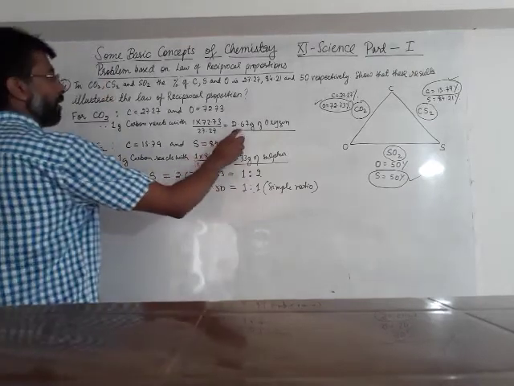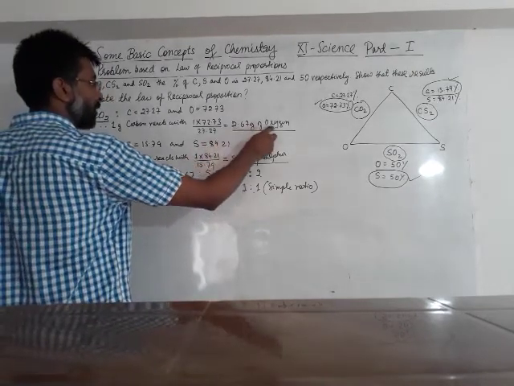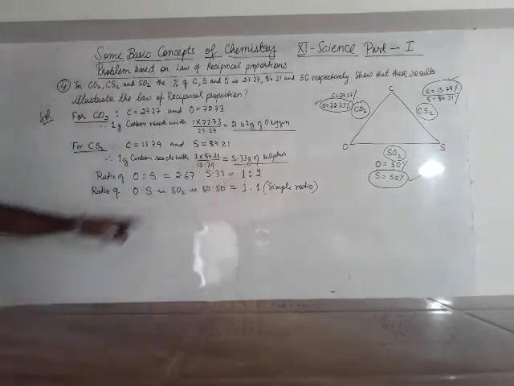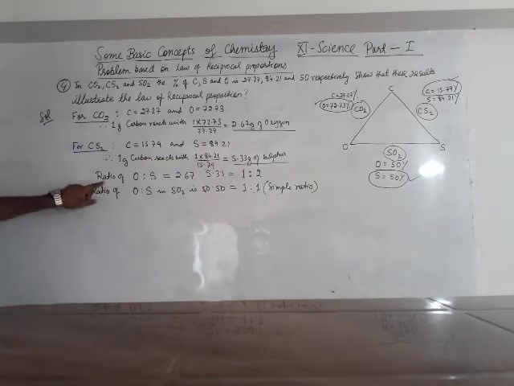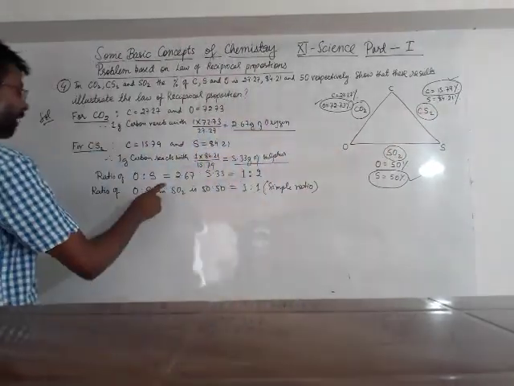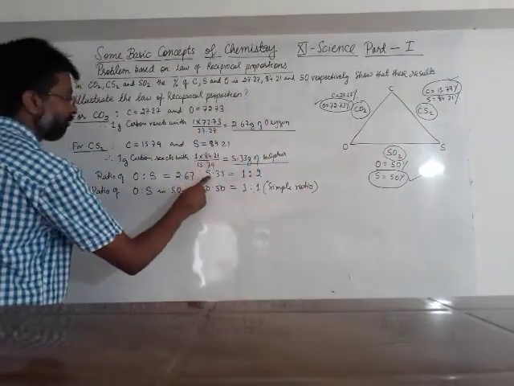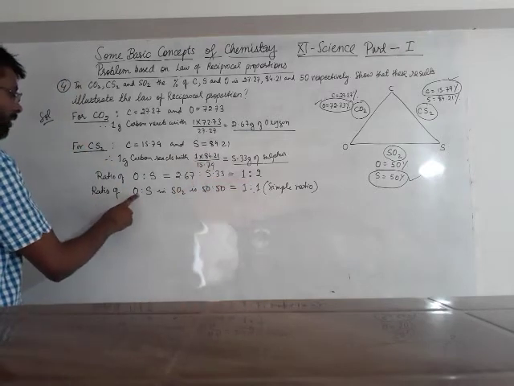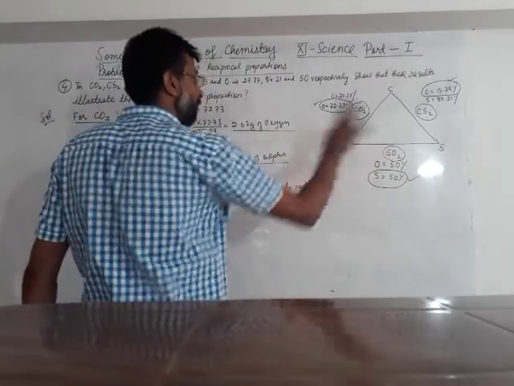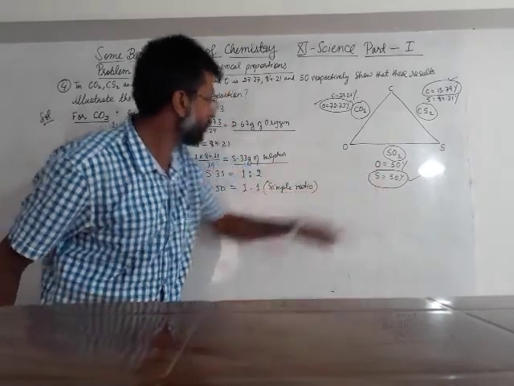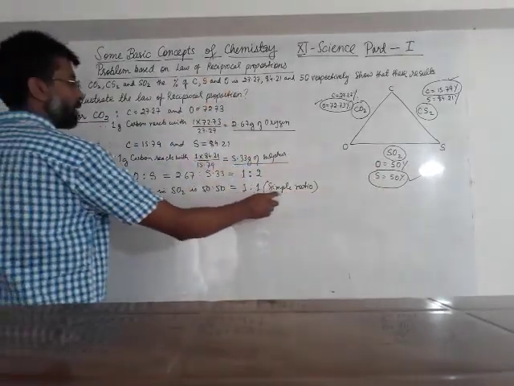So we have got the number of grams of oxygen and the number of grams of sulfur. So we can put this into a ratio. Ratio of oxygen to sulfur in these two compounds will come 2.67 to 5.33. That will be 1 to 2. Ratio of oxygen to sulfur in the third compound, sulfur dioxide, if you look at it, it is 50%. So it is 1 to 1. That is a simple ratio.